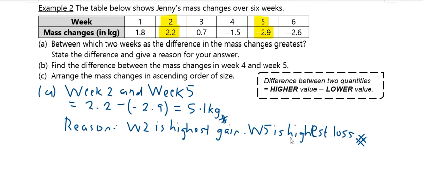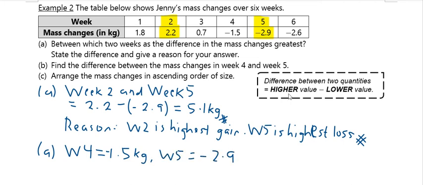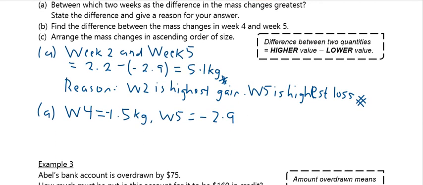Okay, now for part B, find the difference between the mass changes in week 4 and week 5. So here week 4 is, let's write down the weight. Here is -1.5, and then week 5 is -2.9. So here you have to really understand this one. Difference between two quantities is the higher value minus the lower value. So when you want to find the difference, you have to start with the higher value.